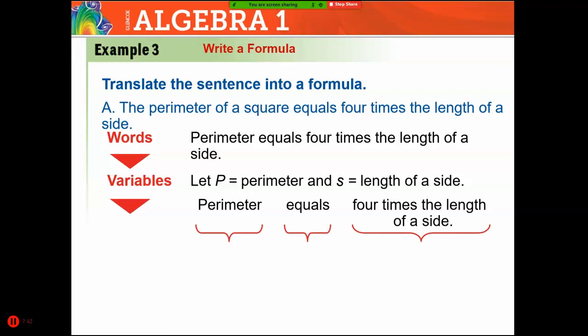So that transforms perimeter to the letter P, equals to an equal sign, the number 4 from the word four, or P equals 4S. So what is the formula? It is P equals 4S. So again, yesterday was very similar to this. We took some words and made expressions. Today, we're going to make equations.